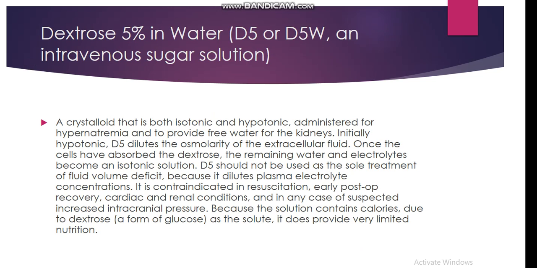Dextrose 5% water is an isotonic solution. It's a crystalloid that is usually isotonic. However, it can be diluted and made hypotonic. It's administered for hypernatremic patients in order to reduce concentration of sodium in blood, and also for patients who have water loss, for dehydrated patients. In this case, we will be giving isotonic solution of dextrose 5%.